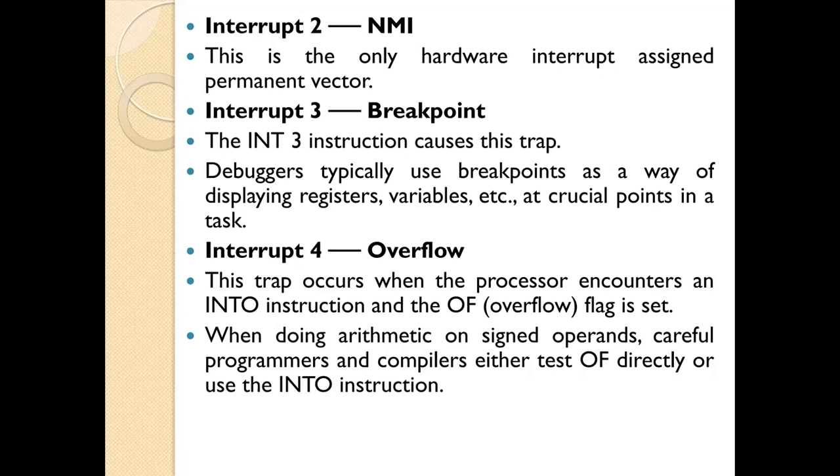Interrupt 4, which is an overflow. This trap occurs when a processor encounters an INTO instruction and the overflow flag is set. When doing arithmetic on signed operands, careful programmers and compilers either test OF directly or use the INTO instruction. This trap occurs when the processor encounters an INTO instruction and the overflow flag is set.